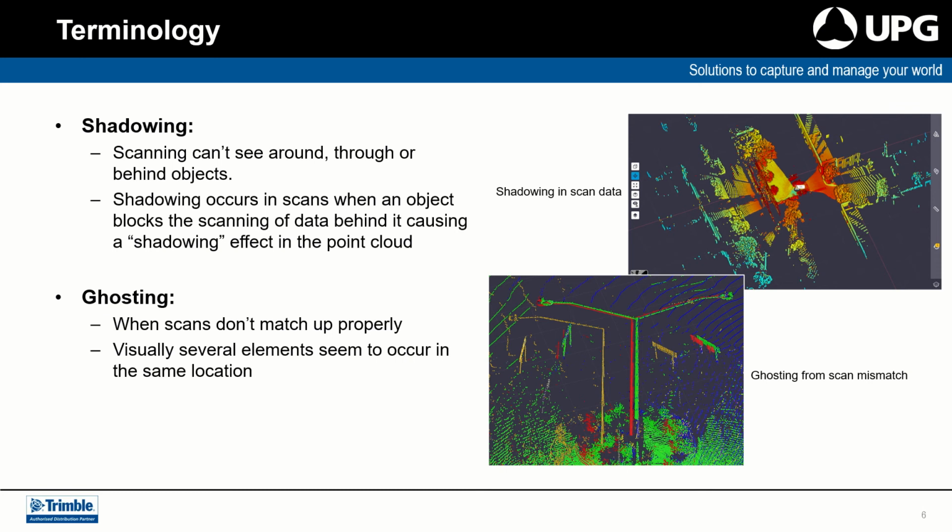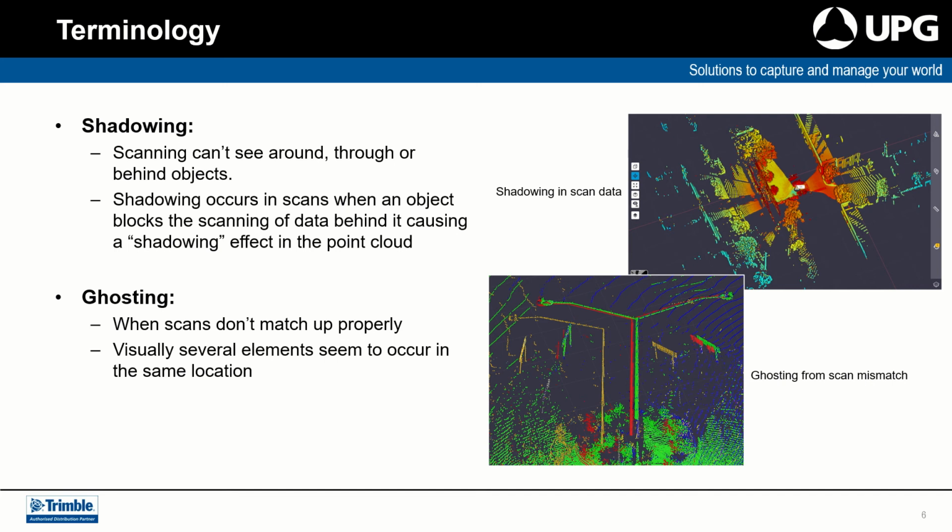Shadowing is what occurs in a scan when it can't see something behind an object. So scanning cannot measure through walls, trees, or anything like that. It can only measure what it can see. Shadowing is what it looks like when you are scanning and you can see things behind the object where no data has been collected. Essentially, it looks like a torch has been shone out from the scan station. To overcome shadowing, you would want to move the scanner into the area that you want to capture the data and do a second scan to capture that area.